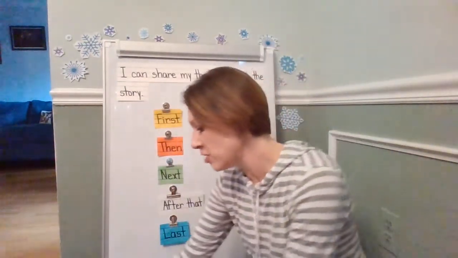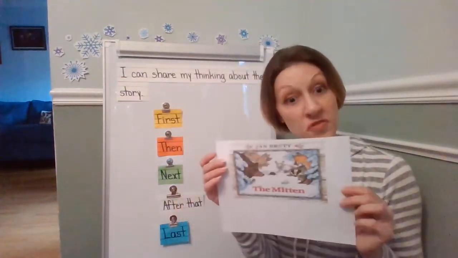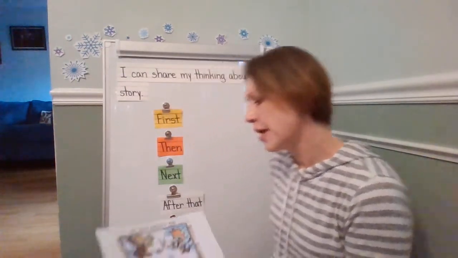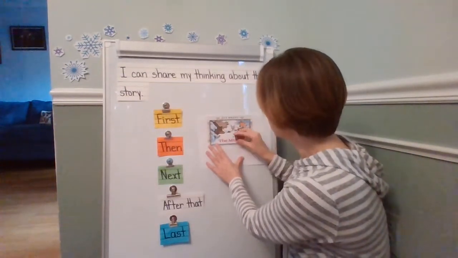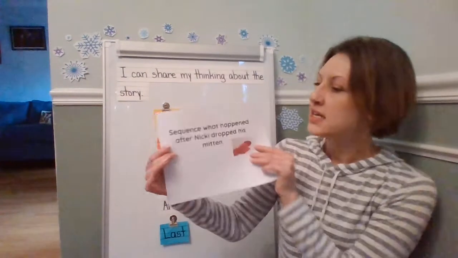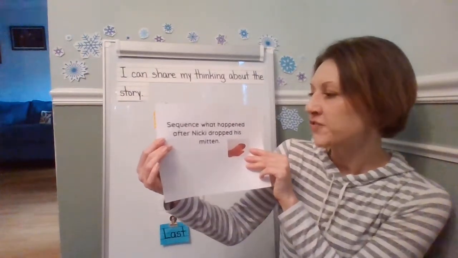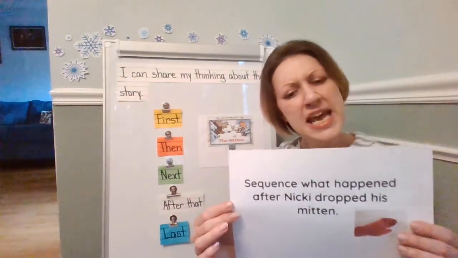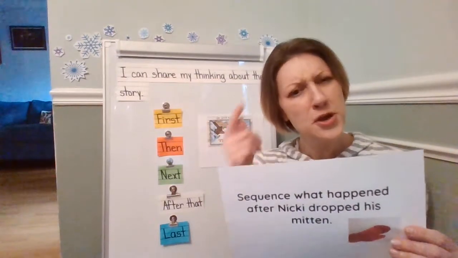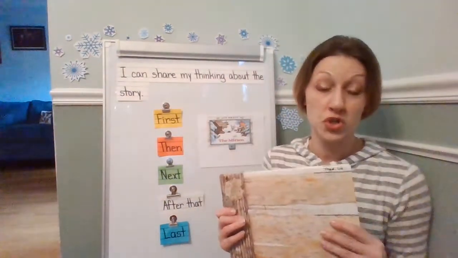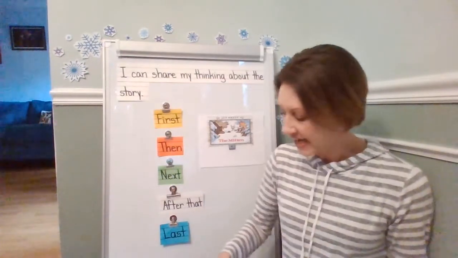Let's go ahead and think back to the story, The Mitten. Let's think about this story for a moment because we are going to be sequencing it. So in this story, let's sequence what happened after Nicky dropped his mitten. Do you remember this? Nicky dropped his mitten. Let's sequence the story. Now remember, good readers always go back and look at the books. So we are going to be looking back at the story to help us.